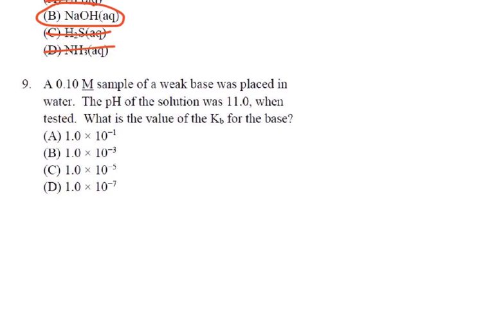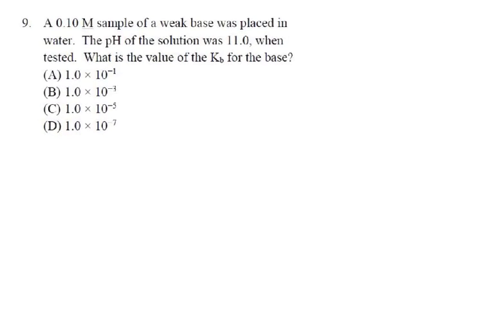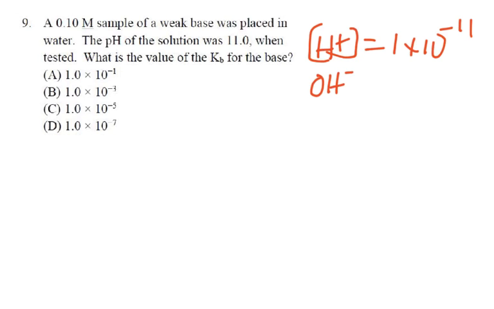Okay, number 9, a sample of a weak base is placed in water. The pH is 11 when tested. What's the value of the Kb for the base? Okay, well, first little clue, we have the pH is 11. And if the pH is 11, that means that the H plus concentration is equal to 1 times 10 to the negative 11. And for us, I think we're going to need the OH minus, so we could say the pOH is 3, or we can say the OH minus concentration is 1 times 10 to the minus 3 molar. Okay, so that's useful information.